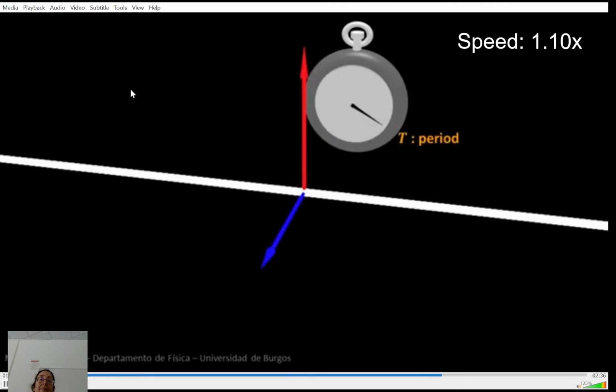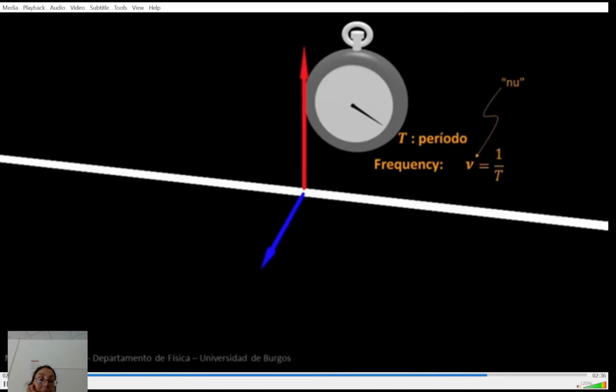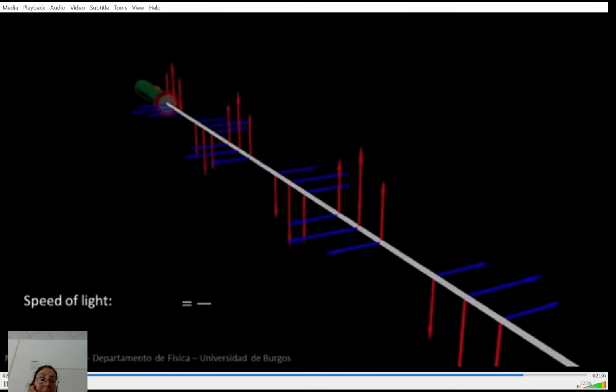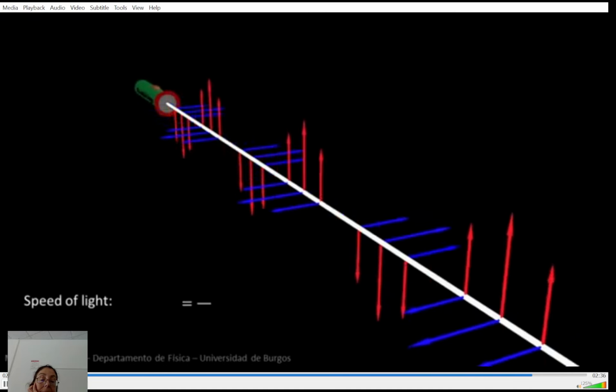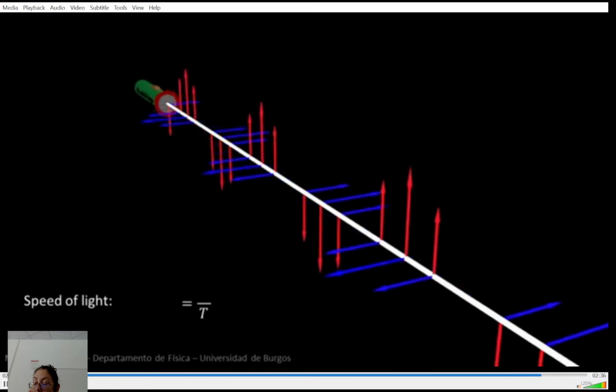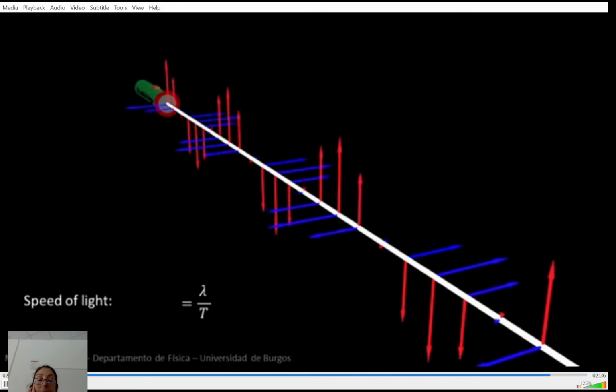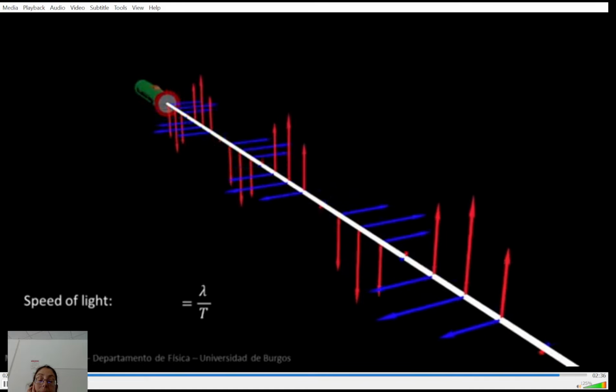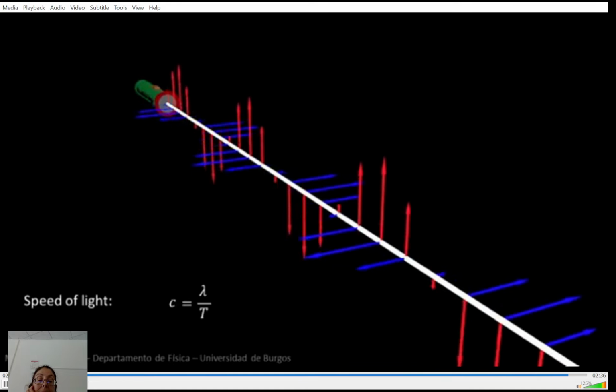We call frequency the number of oscillations that the fields complete in a second. This definition implies that the frequency is the inverse of the period. It is represented as nu, the Greek n, and is measured in hertz. A hertz is an oscillation per second. Our light wave and the photons take a time t to travel a distance equal to the wavelength. Therefore, the speed of light is the quotient of both quantities.